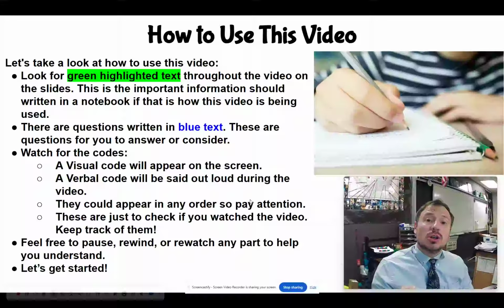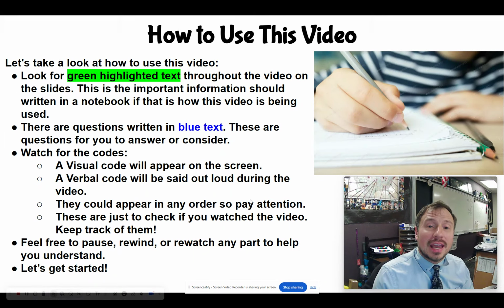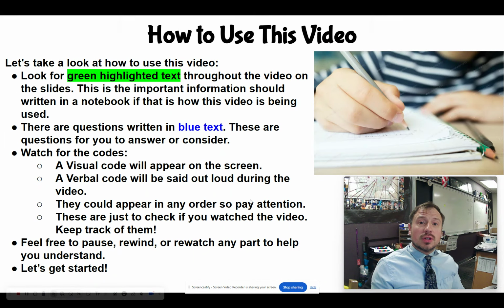So here's how you can use this video. While you're watching this, on the slides there's going to be green highlighted text. If you're using this to take notes, you should write that down. That's the important material. Also throughout this video there should be some blue text. These are questions for you to answer, like practice problems or questions for you to consider.